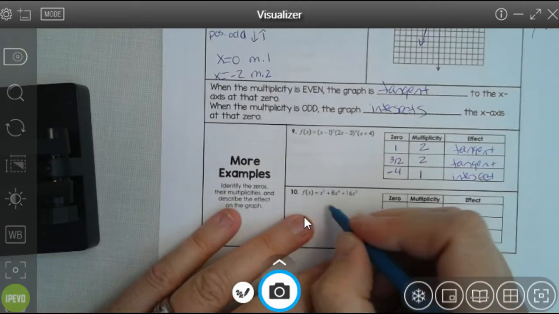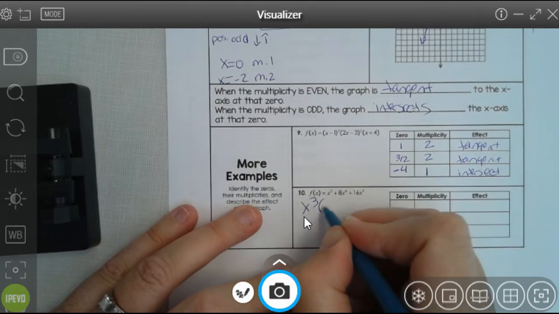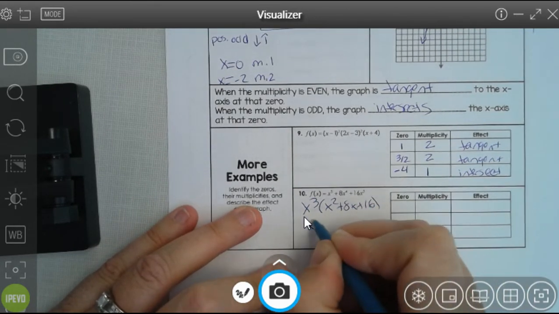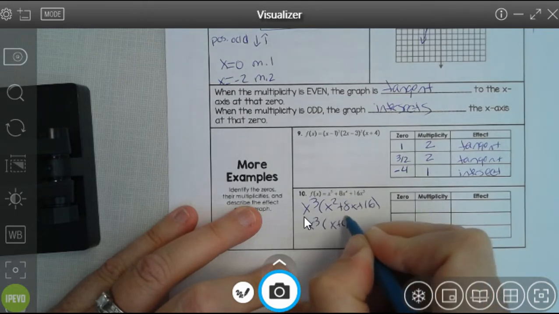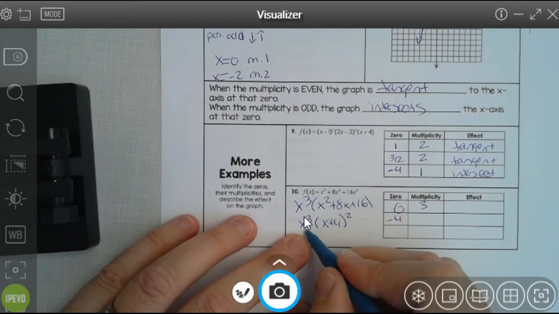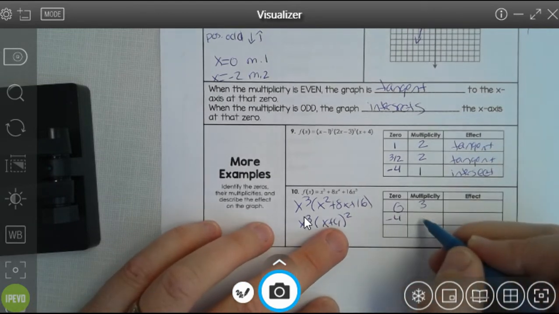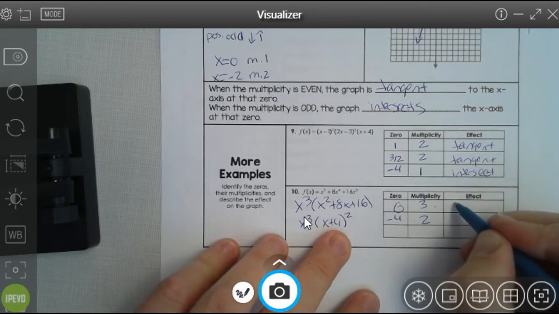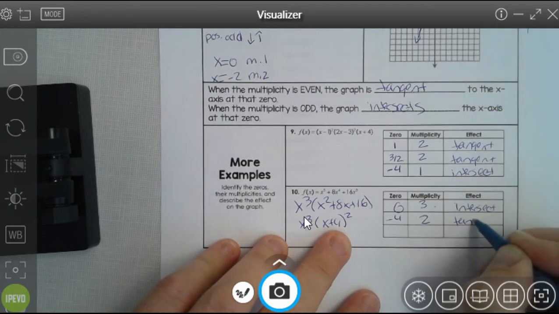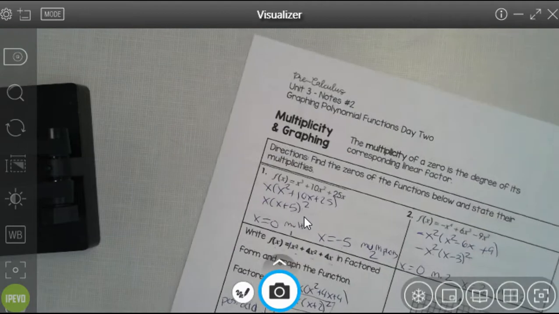Next one, let's try. I have to factor this. I'm going to put an x cubed out. I get x squared plus 8x plus 16. So I get a 0 and a -4. This multiplicity is 3 because there are 3 of them here. This multiplicity is 2. So that one should intersect our graph, and this one should bounce on our graph and should be a tangent line.